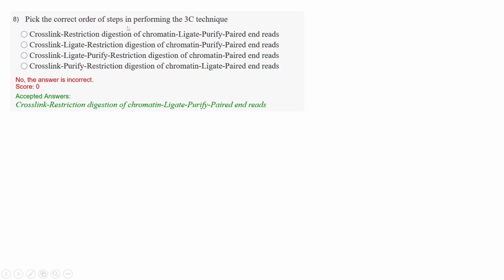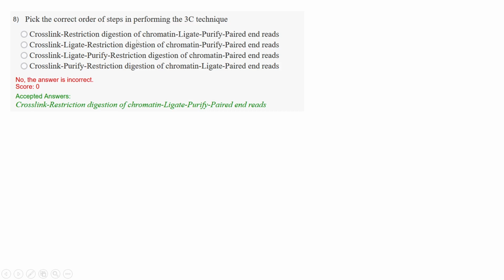Pick the correct order of the steps in performing 3C. This is actually the previous to previous week question. The 3C technique was used to identify two histones, or chromatin regions, which are interacting. When the two regions are far apart, you want to see whether they are interacting directly or not. So first you cross-link the two histones to each other.